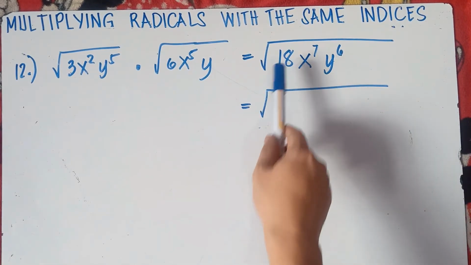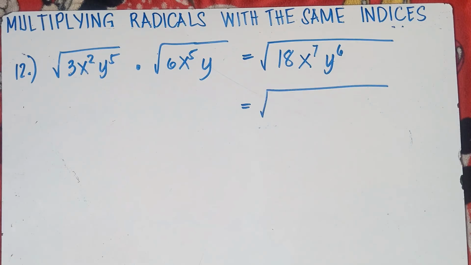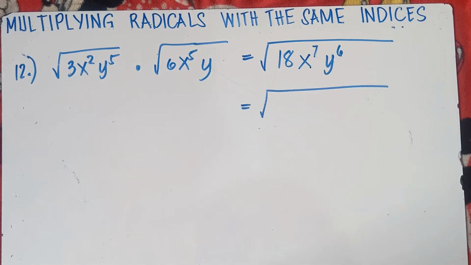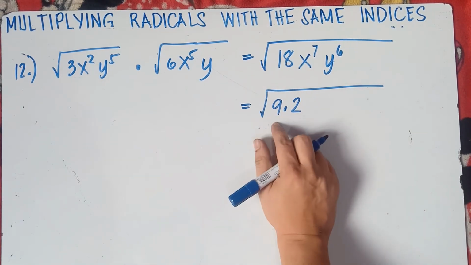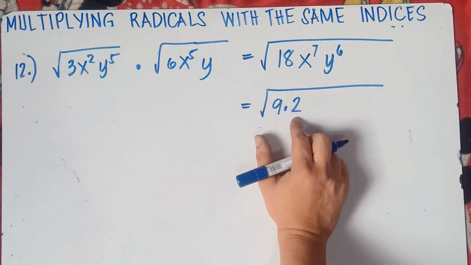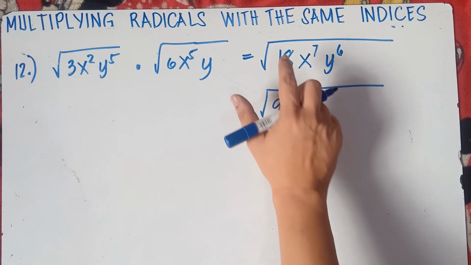For 18, class, do we have square root of 18? Nope, we don't have square root of 18. But we can simplify square root of 18. You find a number. One number is a perfect square, the other is not. That when you multiply, you will get 18. Of course, that would be 9 times 2, right? 9 is a perfect square, then 2 is not. When you multiply, you will get 18.